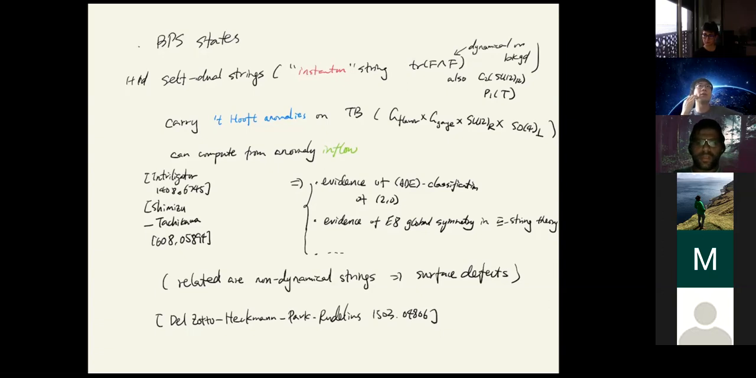There is another question in the chat. Is there a way to see the 3D N=4 theory lift to a higher dimensional SCFT? Good question.